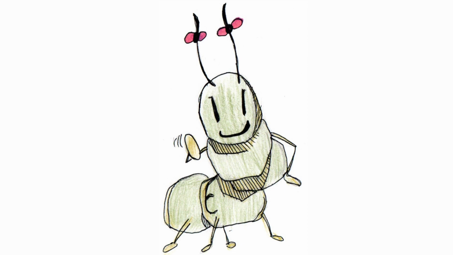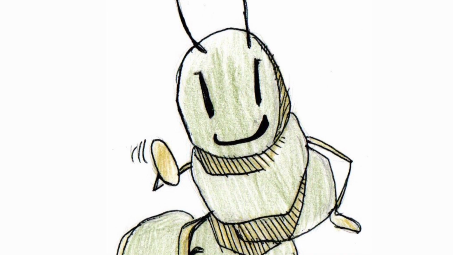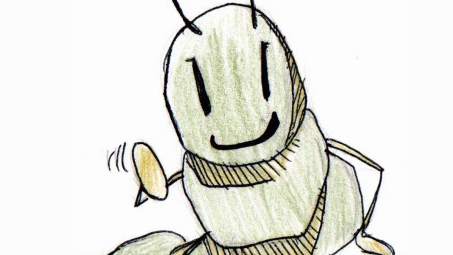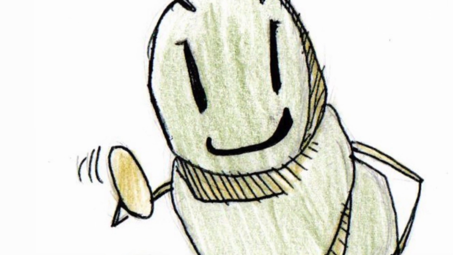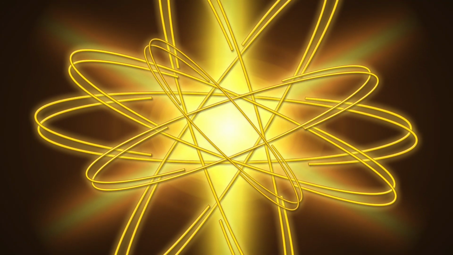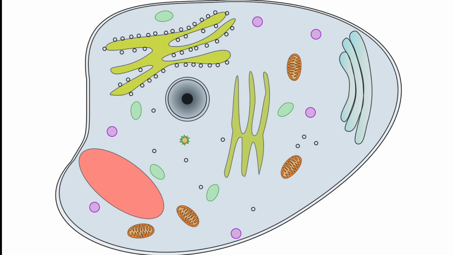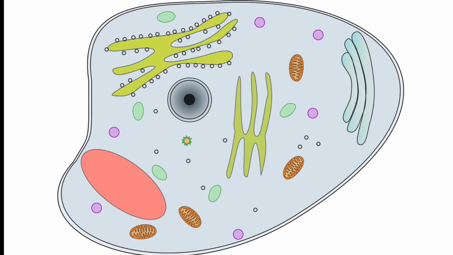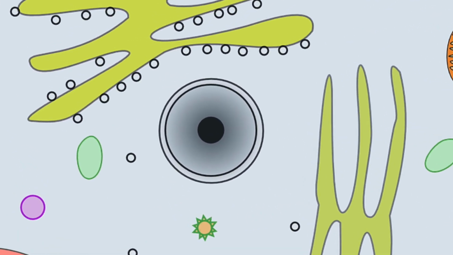Again, cells are super tiny, so we're gonna have to zoom in really close. Closer. Way closer. Nope, that's an atom, that's too close. Okay, here we are. Let's start at the nucleus, the big round ball in the middle.